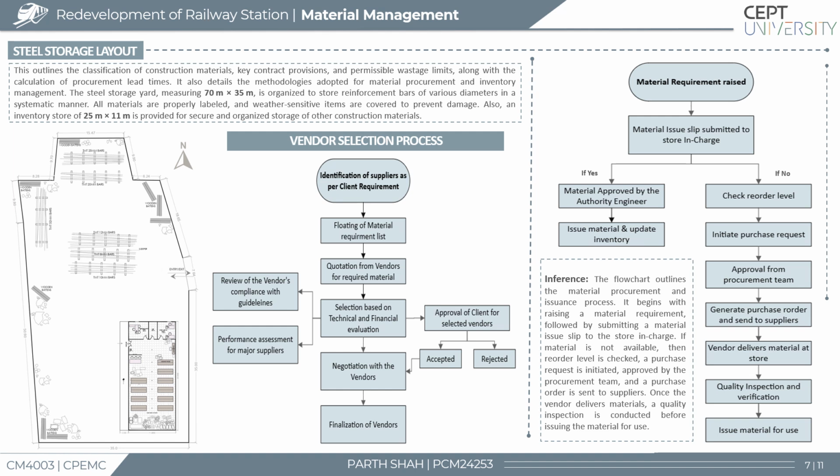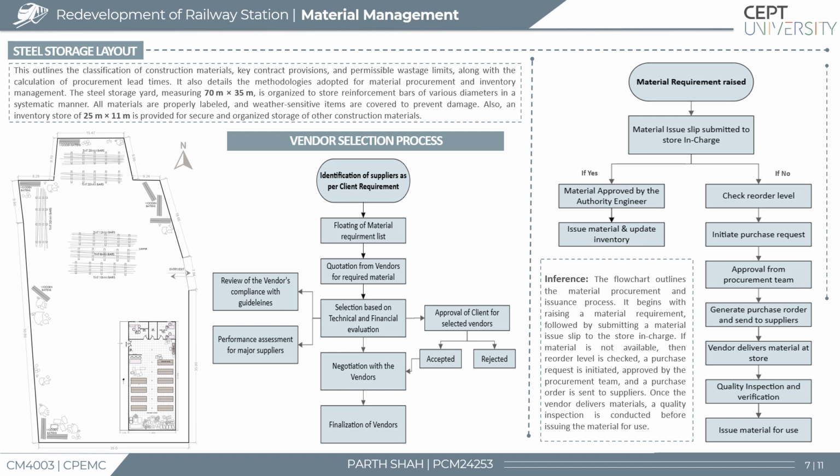The vendor selection process outlines the procurement flow from vendor selection to final delivery, ensuring traceability and compliance with specifications. This includes vendor registration, technical and financial evaluation, and periodic performance reviews. The third flowchart, which is the material requirement raised, starts with material requirement raised, MRR, followed by approval and generation of an issue slip.